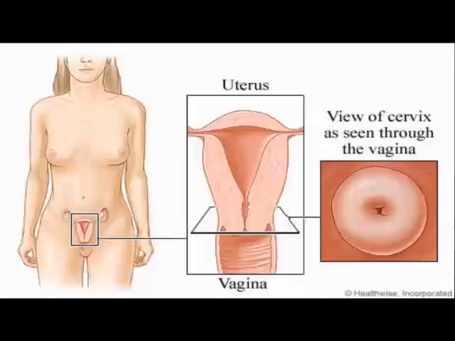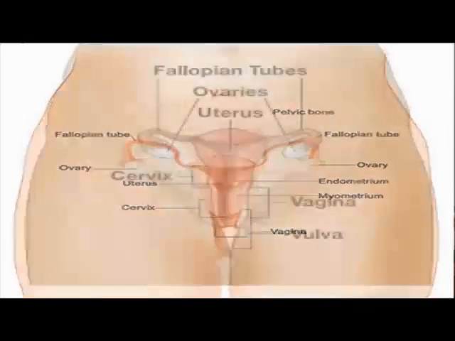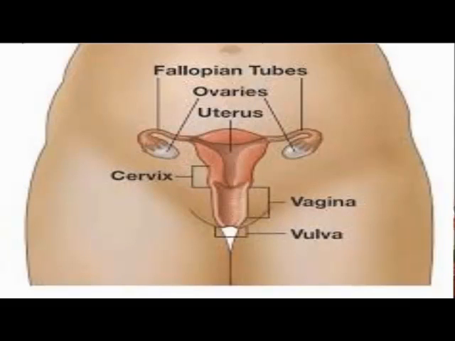And next, the cervix. The cervix connects the uterus to the vagina. The cervix dilates to accommodate the passage of the fetus.